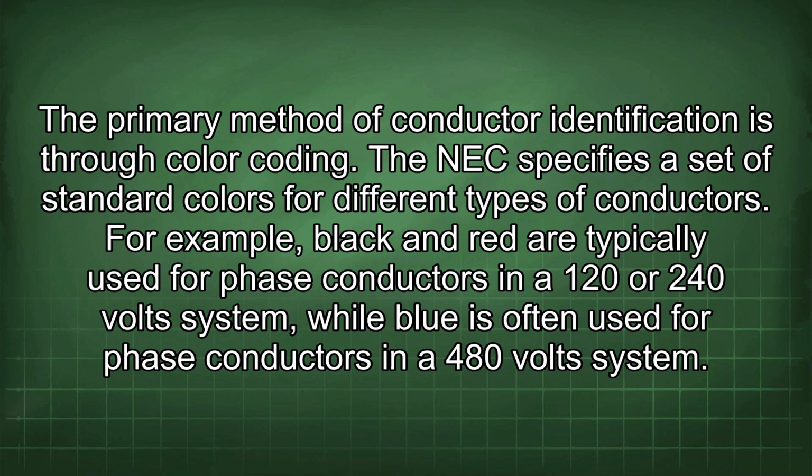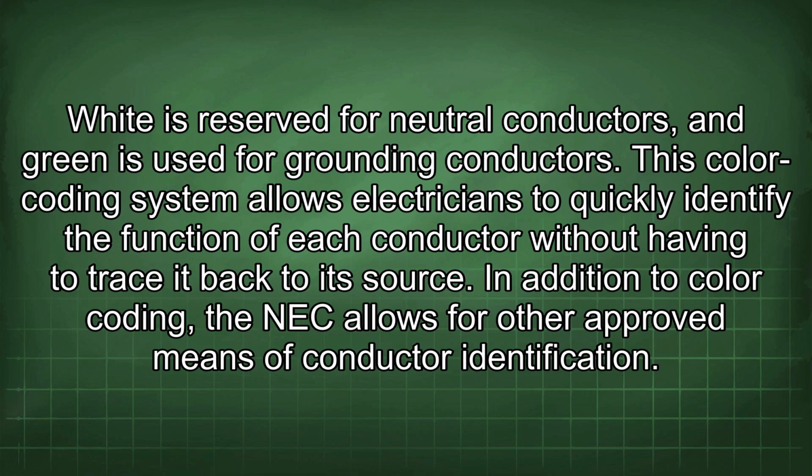For example, black and red are typically used for phase conductors in a 120 or 240 volt system, while blue is often used for phase conductors in a 480 volt system. White is reserved for neutral conductors, and green is used for grounding conductors. This color coding system allows electricians to quickly identify the function of each conductor without having to trace it back to its source.